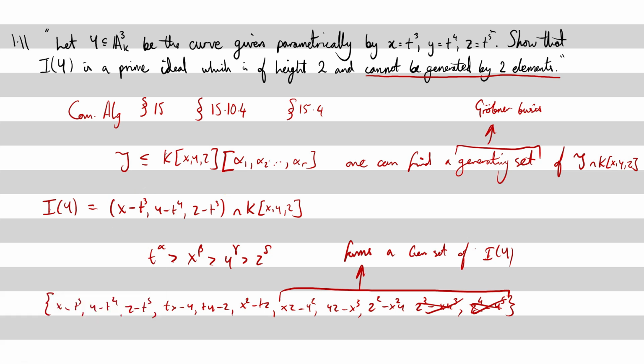Now, xz minus y squared, yz minus x cubed, z squared minus x squared y equals I of y. And we have found the generating set. Now that was, on my end, like 2 days worth of work just performing Buchberger's algorithm because it was a new algorithm to me and I wanted to make sure that I could do it.